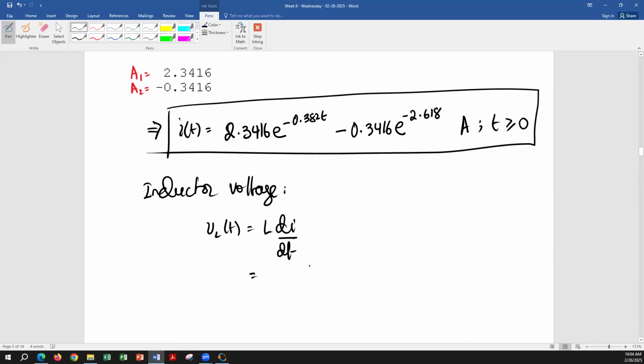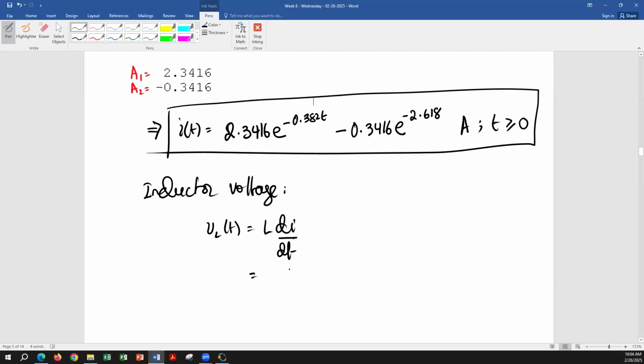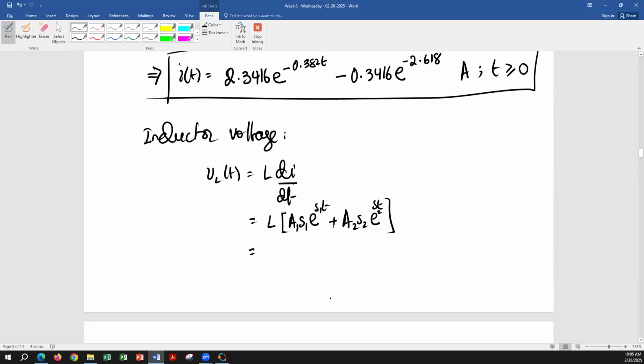When you take the derivative of this equation, it's easier to take the derivative of a1 e to the power s1t plus a2 e to the power s2t. I'm just going to take the derivative of that and then plug in the numbers. The derivative of the generic overdamped equation is going to be a1 s1 e to the power s1t plus a2 s2 e to the power s2t. I don't like to keep repeating numbers over and over again. So now we can just go ahead and plug in the numbers.